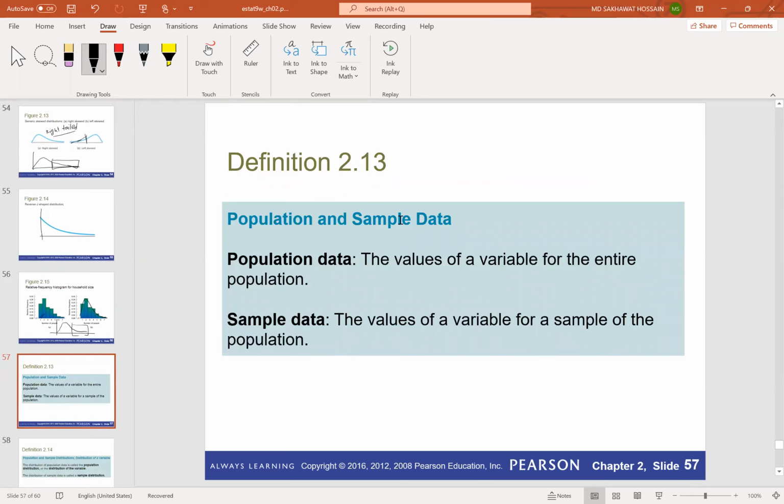Now, population and sample data. So what is population data? The values of a variable for the entire population. So if we have the values of a variable for the entire population, so you know about the population, right? If our variable of interest has the entire data, then it is called population data. And for sample data, if we just consider some values from the population, that is, the values of a variable for a sample of the population, a representative part of the population, then that data will be called sample data.